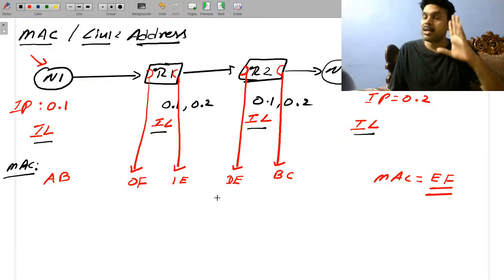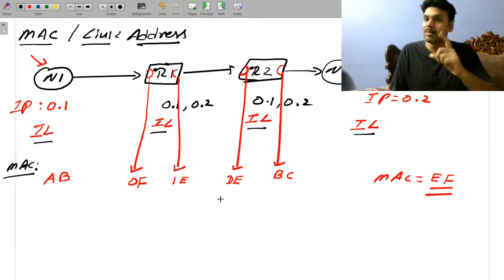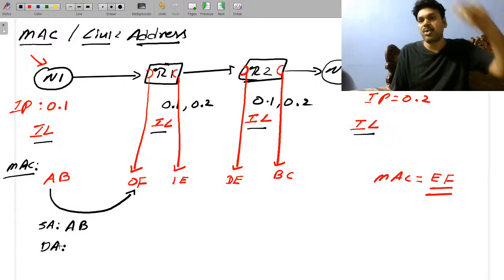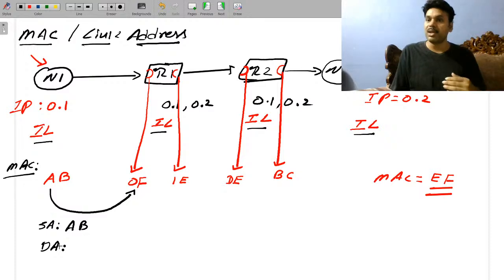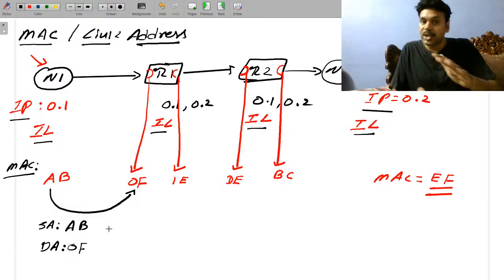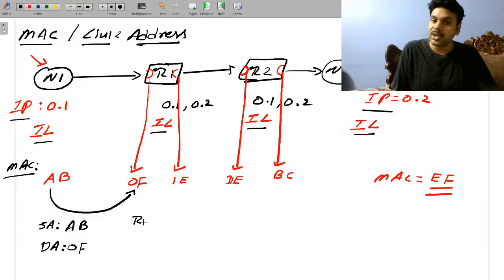Now you see, during data transmission, what is going to happen? I said that the link address is changed at every visited link. Please understand carefully. When I send data, your source is AB and your destination is not EF. As far as the data link layer is concerned, EF is so far away that it doesn't know about it. The internet layer knows somebody is my destination, but the data link layer does not. Therefore it knows only your immediate destination, that is 0F.